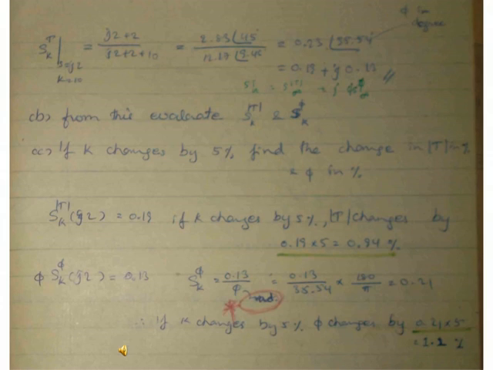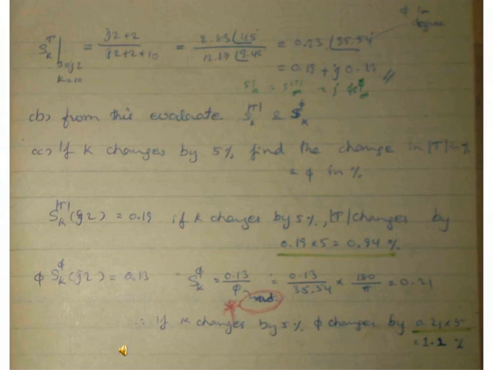From this equation we can make the conclusion: if K changes by 5 percent, the change in T is the percentage change multiplied by the sensitivity magnitude. S_K^T at j2 is equal to 0.19, so if K changes by 5 percent, T changes by 0.19 multiplied by 5, which is 8.945 percentage. The phase sensitivity is 0.13, so that is 0.13 divided by 35.54 multiplied by 180 by pi, giving 0.21 degree. Therefore for a 5 percent change, the angle changes by 0.21 multiplied by 5.